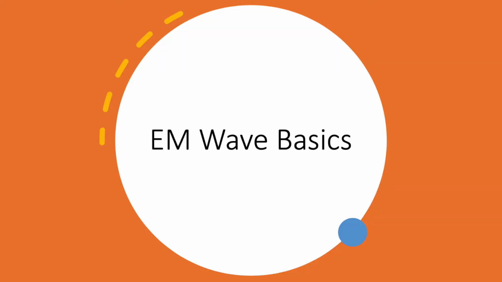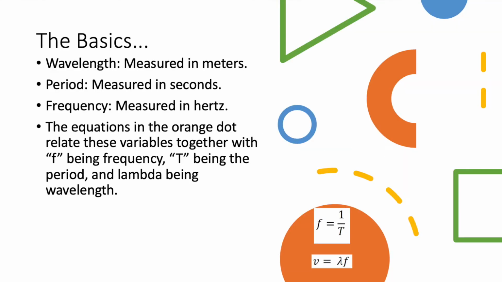Okay, so let's go over the basics of electromagnetic waves. So wavelength is the distance between equivalent parts of a wave at a single moment in time. So for example, the distance from the peak of one wave to the peak of the next, and this is measured in meters. The period of a wave is the time it takes for a wave to repeat itself. So this is measured in seconds.